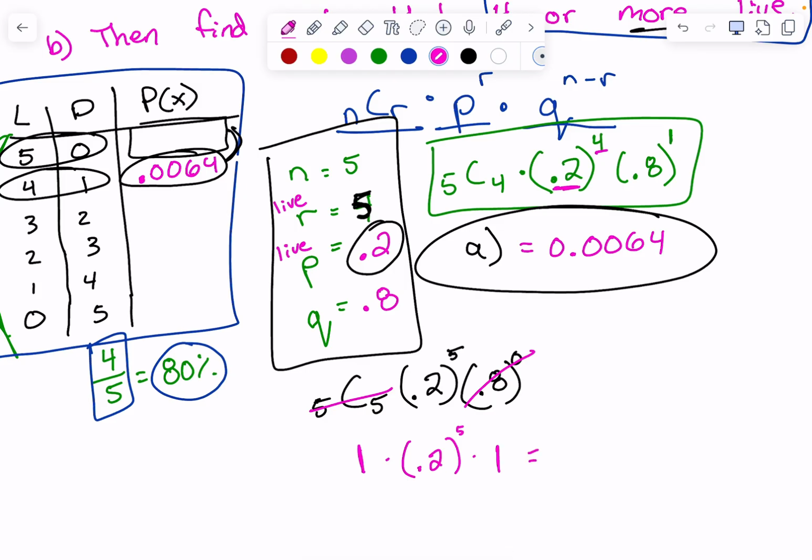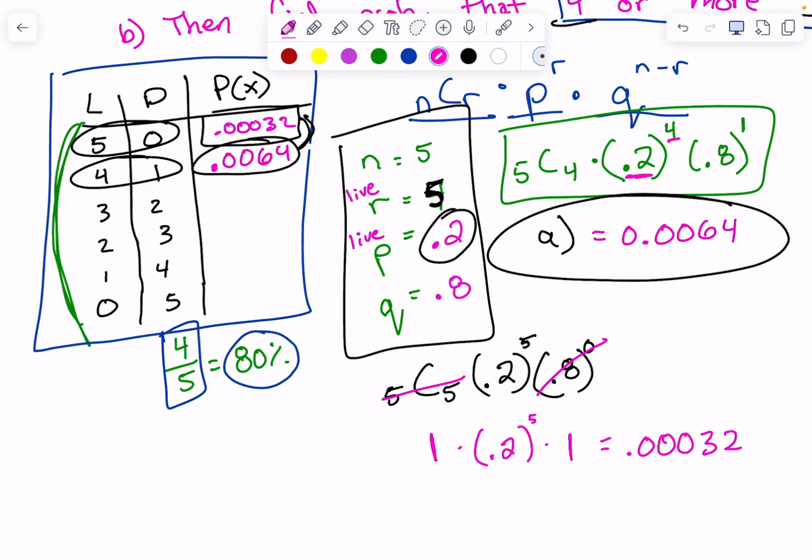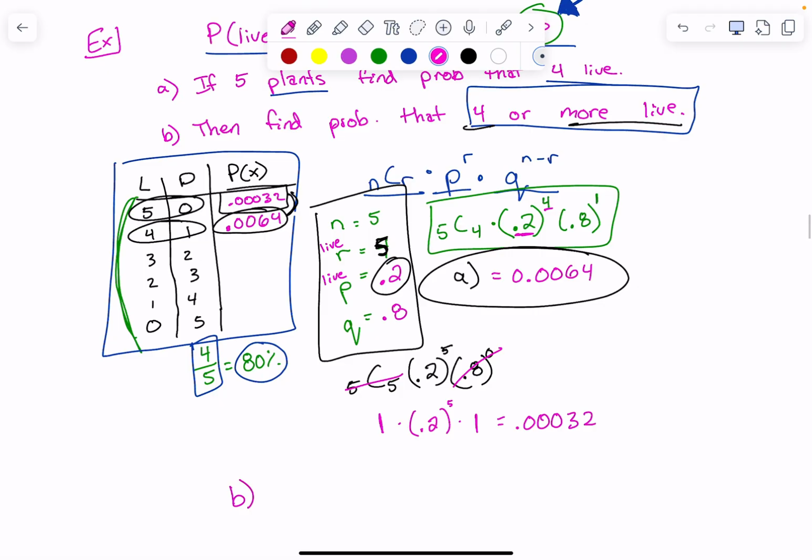So 0.2 to the 5th power is going to be 3.2 times 10 to the negative 4, so that's 0.00032. Why is that such a low number? Because it's also highly unlikely. If my kill rate is 80%, the chances that I have 5 plants that live are going to be really small.